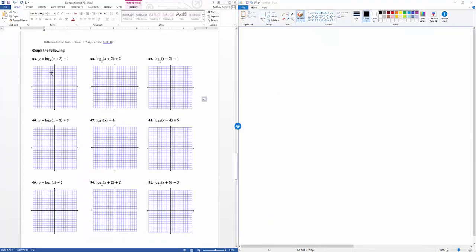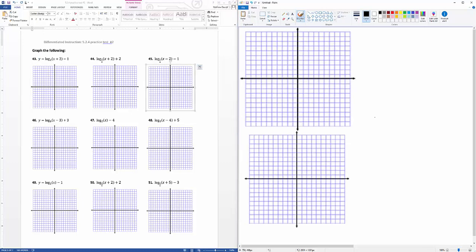All right, let's graph logarithms. So this first one's going to be 43. So with the logarithm, the parent graph starts at 1, 0, has a horizontal asymptote here, and it has this shape. So I have a horizontal shift to negative 2, and it's going to move down 1. So from here, it's going to move over 2 and down 1. So there's my starting value.